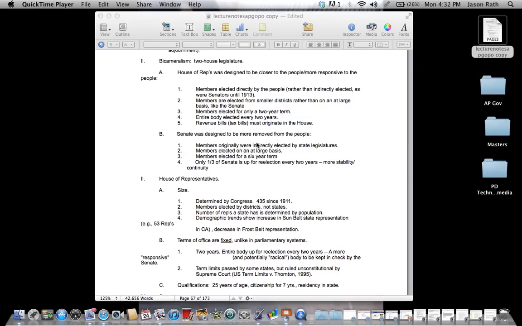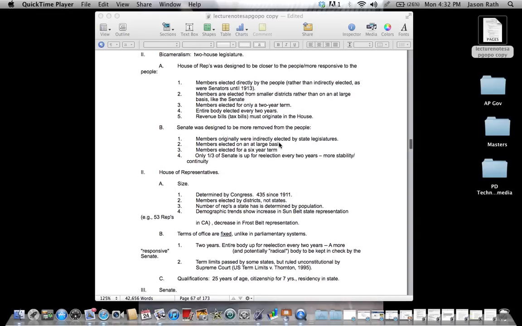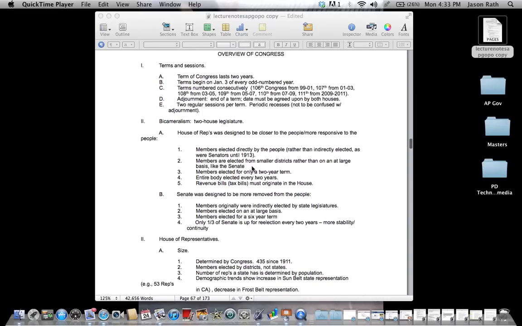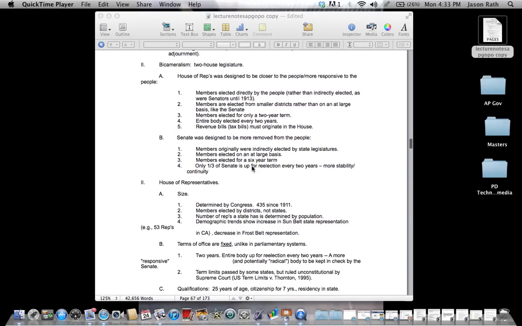The Senate is designed to be more removed from the people. Members originally were indirectly elected by state legislators, but the 17th Amendment changed that. Members are elected on an at-large basis, and only a third of the Senate is up for re-election every 2 years. More stability and continuity. If you didn't figure out, our theme is the overview of Congress for this section. I apologize for not stating that earlier.